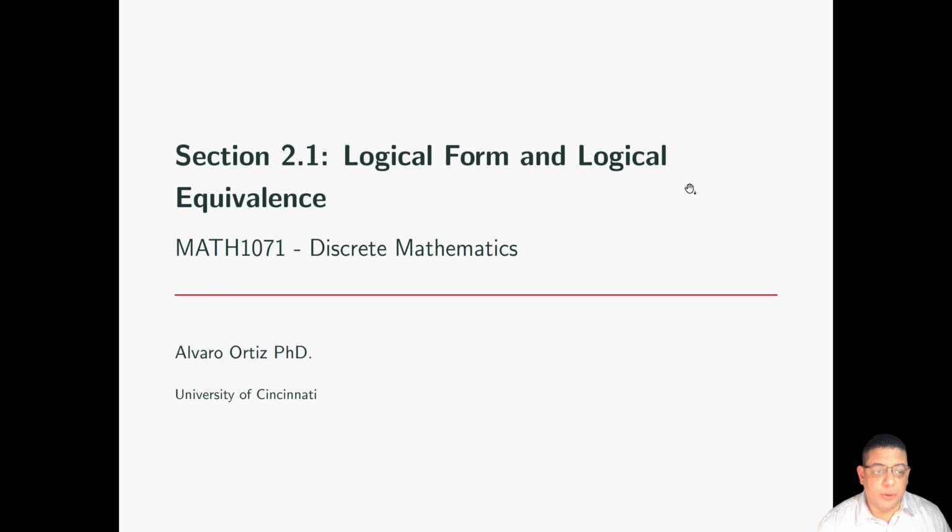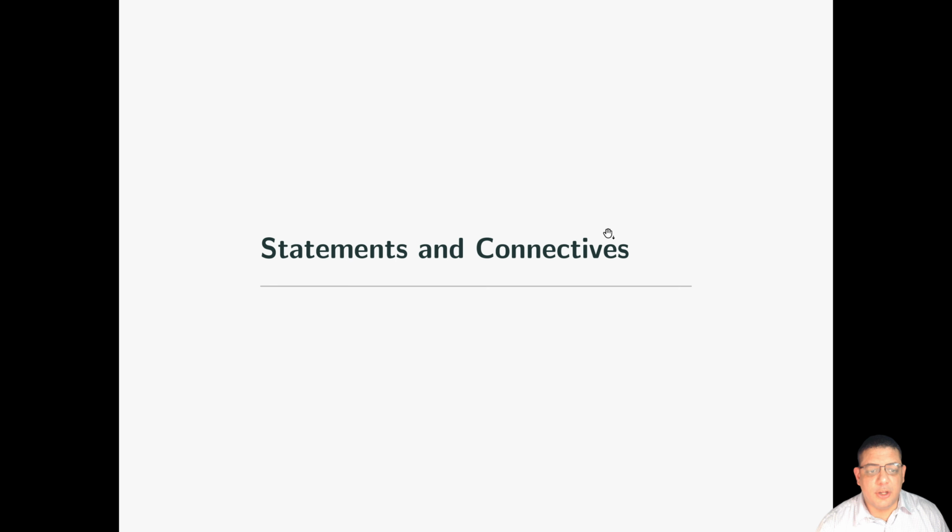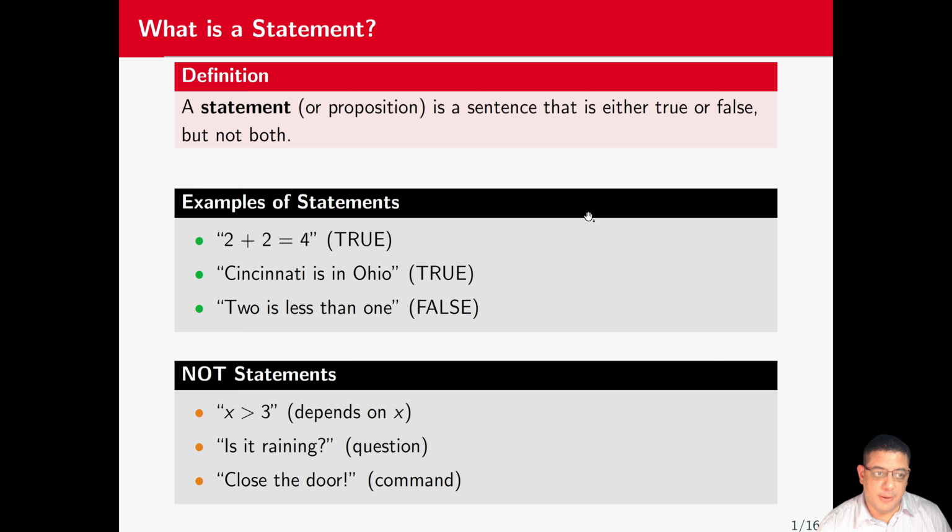In this video, we're going to cover section 2.1 on the logical forms and logical equivalence. So first, let's talk about what is a statement and what are connectives or connectors. A proposition is a sentence that is going to be either true or false, but not both at the same time. Some examples of a statement will be 2 plus 2 equals 4, which is a true statement.